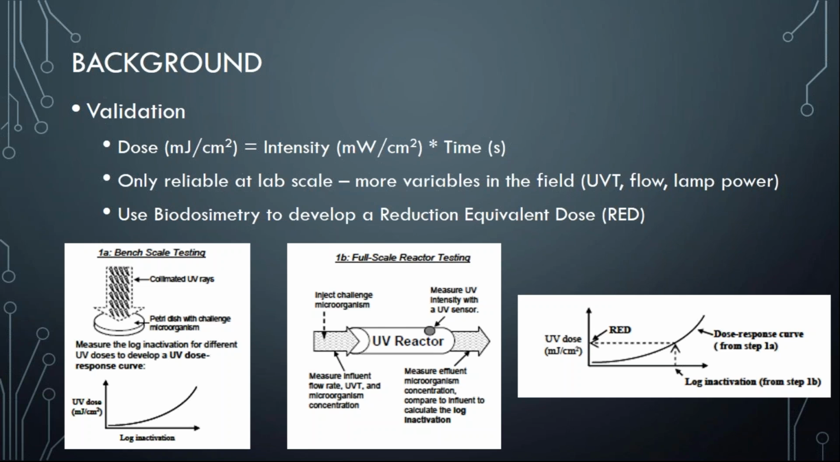And you can develop what's called the dose response curve, as seen on the bottom left of this slide. So for certain doses, you're going to measure certain log inactivations before and after being exposed to that UV light. So then you can also go ahead and do full-scale reactor testing, where you inject that same challenge or surrogate microorganism under a variety of different conditions. You do dozens of tests, and you measure the effluent level. And with that log inactivation that you saw in full-scale testing, you can relate that back to the dose response curve that you developed in the first step.